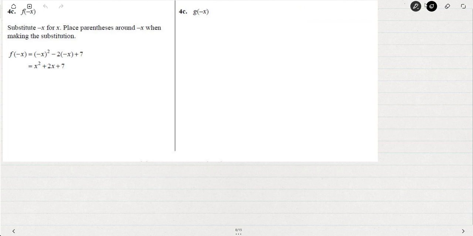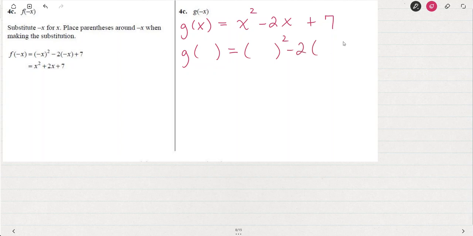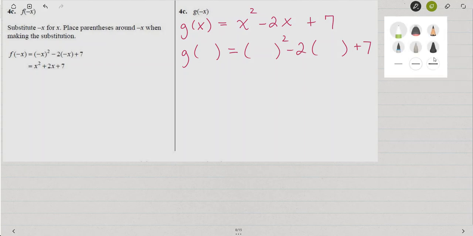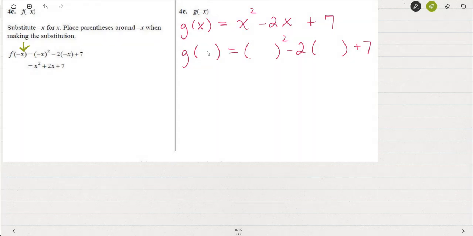And here, let's try it one more time. We've got g of x is equivalent to x squared minus 2x plus 7. So I'm going to rewrite it, putting empty parentheses for each x. And then I'm going to go back and fill those parentheses in with this opposite of x. Last, I'll simplify the opposite of x squared.